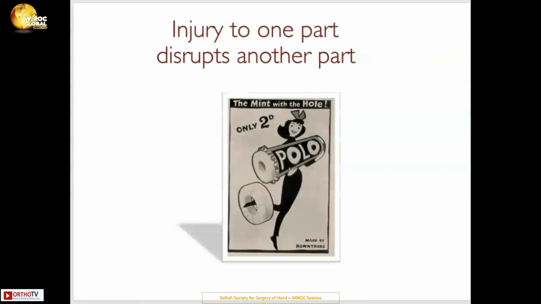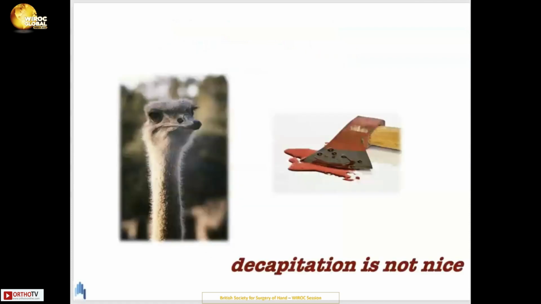It's a quadrilateral joint. And just like a polo mint, you can't break a polo mint in just one point. You can't cut the quadrilateral forearm joint and expect to get away with it. If you take off the ulnar head for arthritis, that's not nice. If you learn anything from this lecture, it is please avoid decapitating the ulnar head. There's usually a way to avoid it.